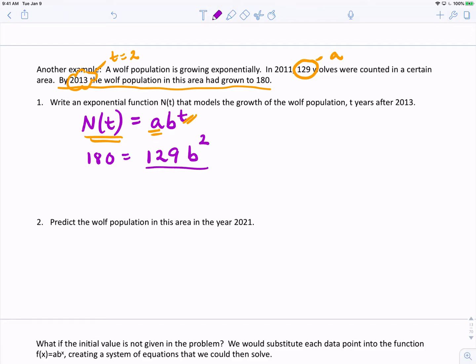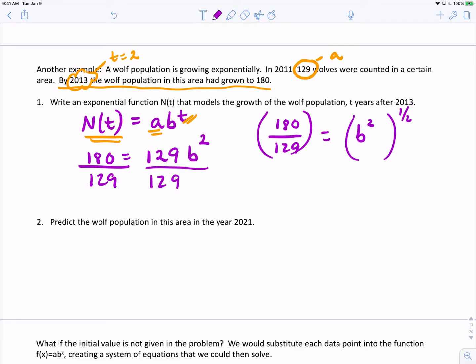So just like before, we're going to start by dividing both sides by 129. So we have 180 divided by 129 is equal to b squared. And to solve that, we would simply take the square root of each side, or another way of saying that is we would raise both sides to the 1/2 power. So if we do that, 180 divided by 129, and then take the square root of that, or raise both sides to the 1/2 power, we get a growth rate of 1.181.